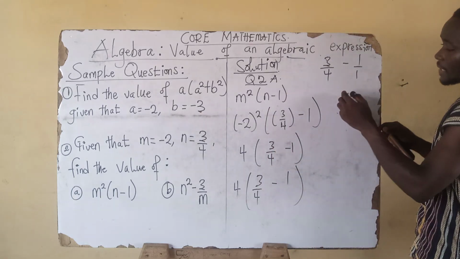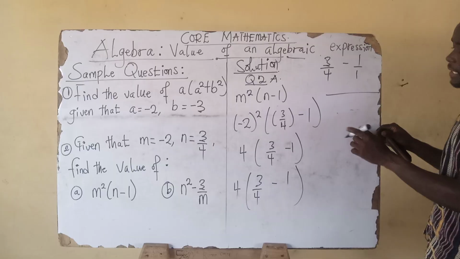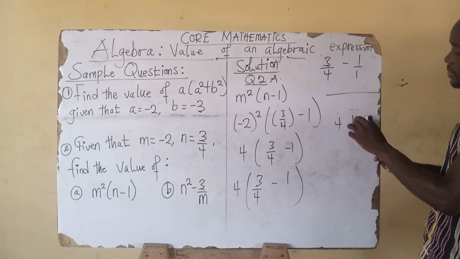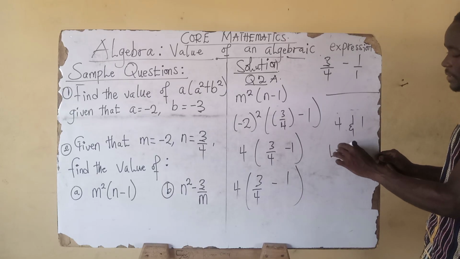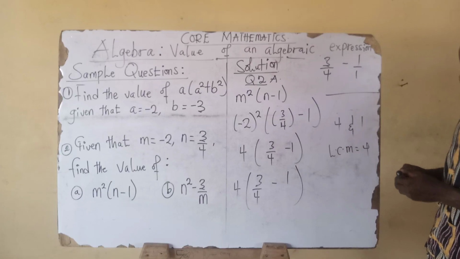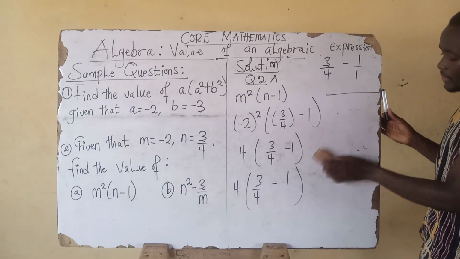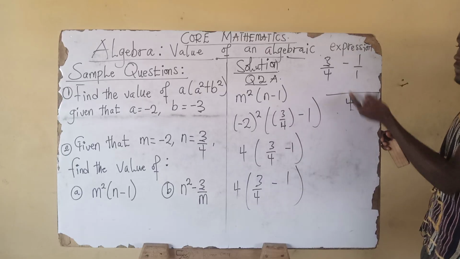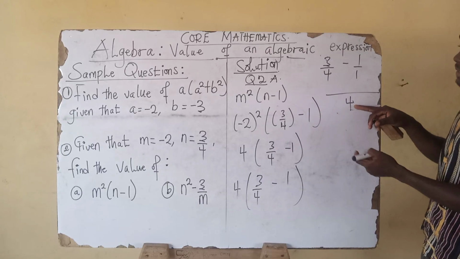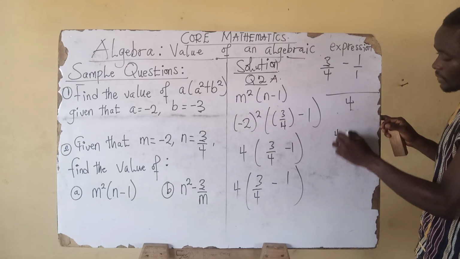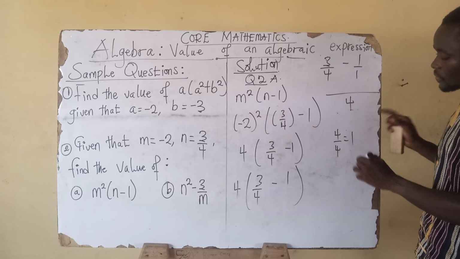So here we find out the LCM. The LCM for 4 and 1. So I have 4 and then 1. LCM is what? 4. So the LCM becomes 4. So I'll draw my fractional bar, and the 4 will come. Now 4 goes into this 1. I get 1 because 4 divided by 4 gives me 1.